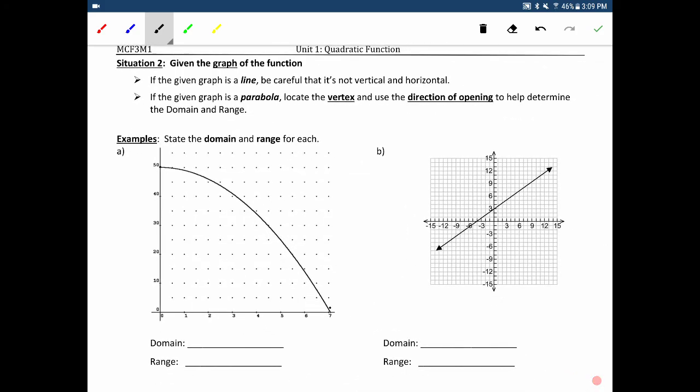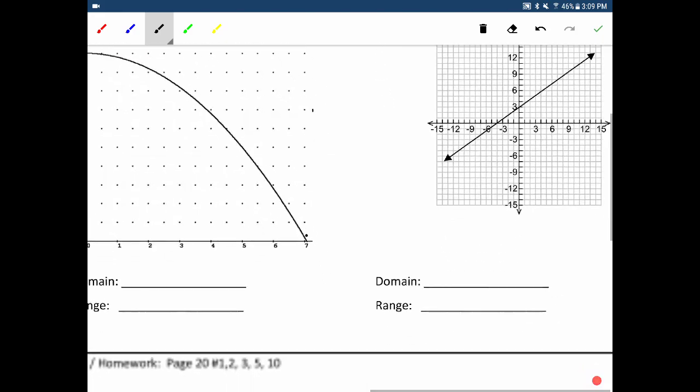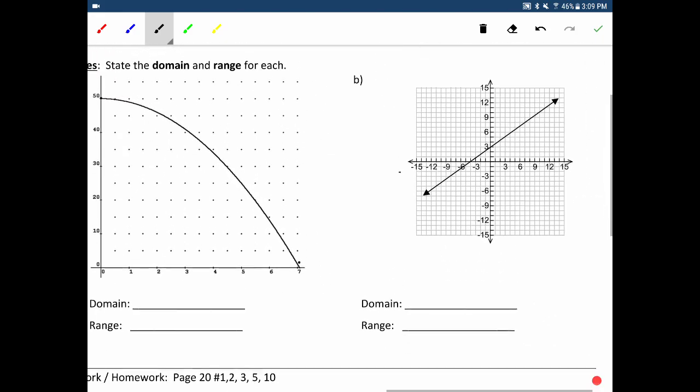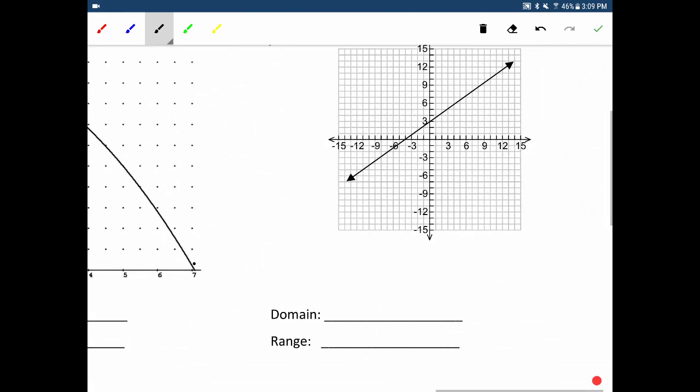If it's a parabola, we're going to locate the vertex and the direction of opening to determine the domain and range. Now there is a little bit of a trick here, because sometimes it's going to be restricted. So I'm actually going to do example B first, just because it's easier. Okay, so we look at B, and B is just a line.